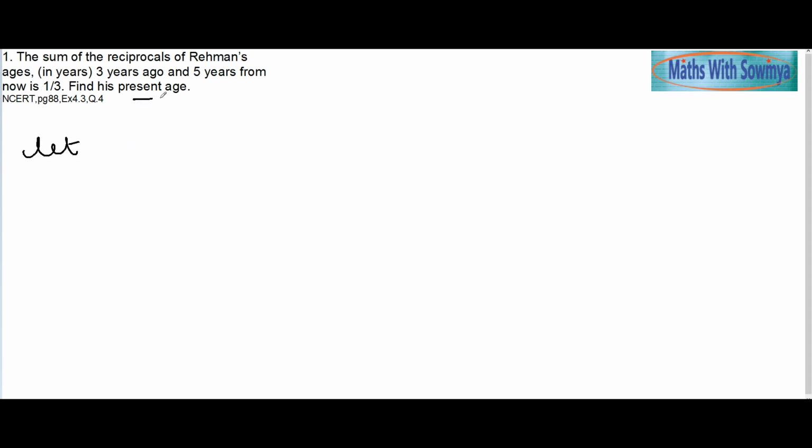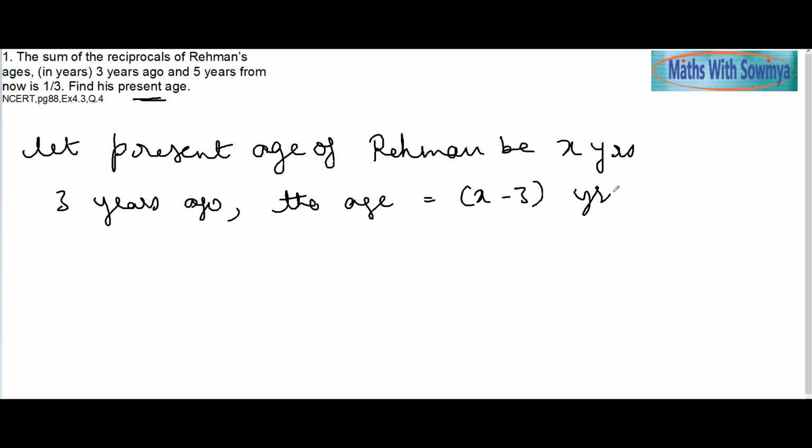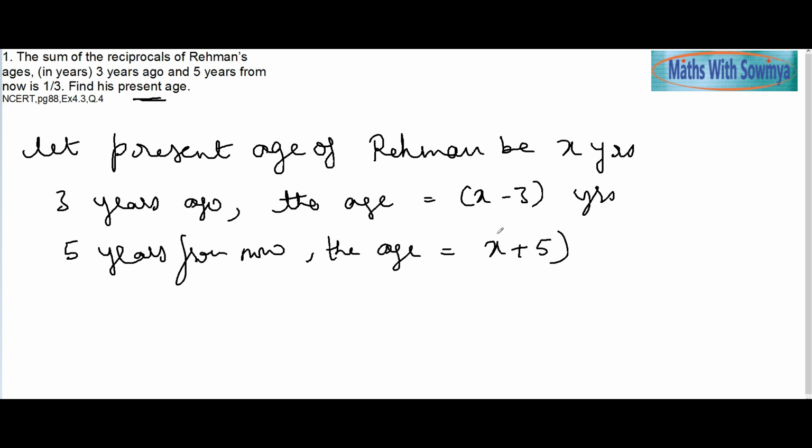Whatever is asked, let us take that, his present age. Let present age of Rehman be X years. And 3 years ago, the age will be X minus 3 years. And 5 years from now, what will be the age? The age is X plus 5 years.